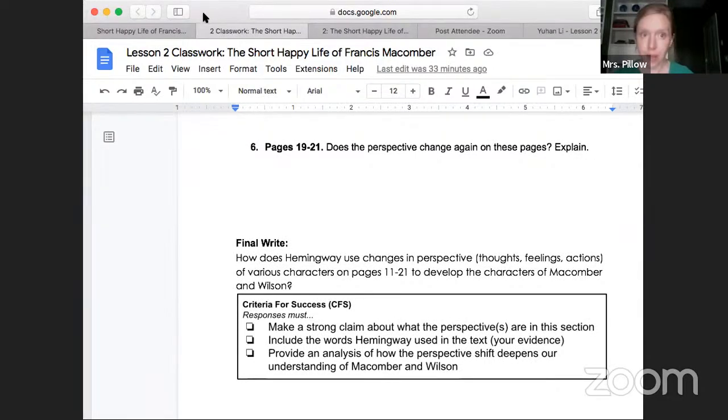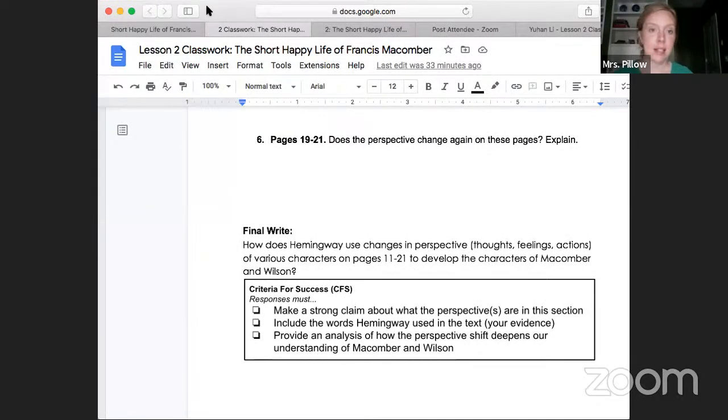So we come out of the flashback and how is this tension between Wilson and Mrs. Macomber, Francis and Margot, how is their relationship resolved? And then of course, Francis and Wilson, how is that resolved? Okay, we're gonna do our final write here. I want you to type your ideas here at the bottom. So the final write question is, how does Hemingway use changes in perspective of various characters to develop the characters of Macomber and Wilson?